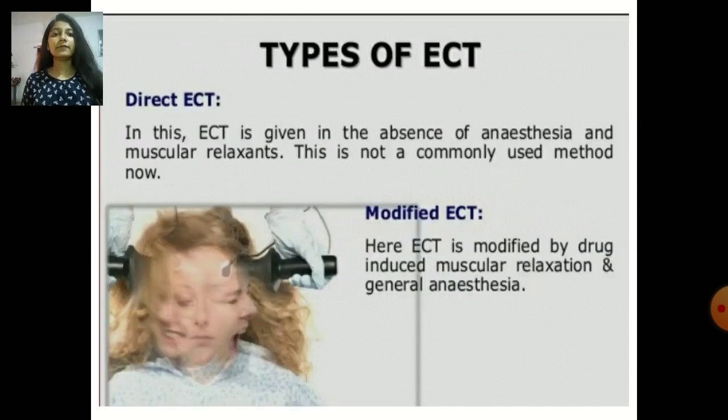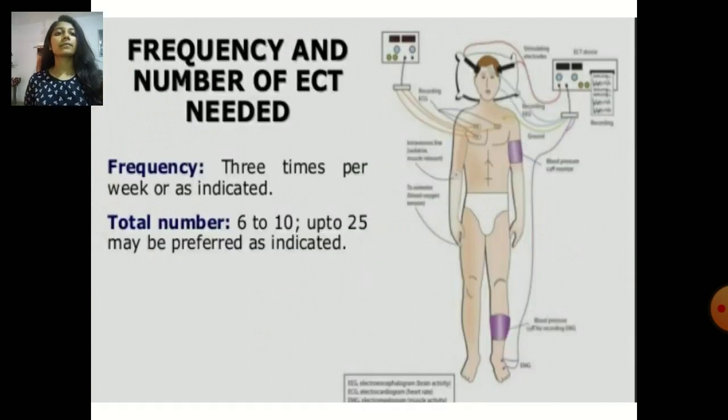Next, types of ECT. First, direct ECT. In this, ECT is given in the absence of anesthesia and muscle relaxant. This is not a commonly used method now. Second, modified ECT. Here, ECT is modified by drug-induced muscular relaxation with an agent like succinylcholine and general anesthesia, thiopental sodium. Next, frequency and number of ECT needed. Frequency is 3 times per week or as indicated, and the total number is 6 to 10, up to 25 may be preferred as indicated.